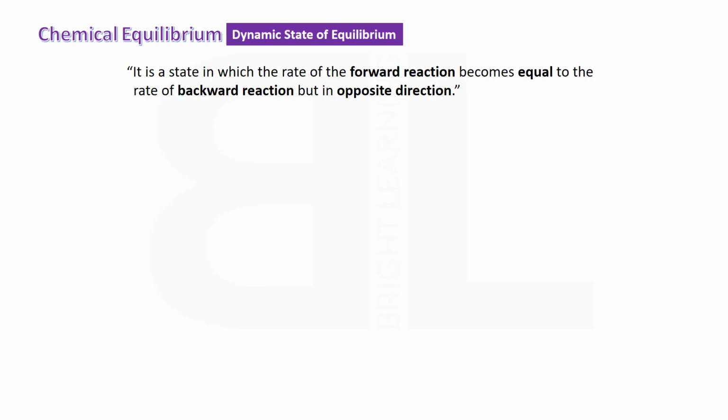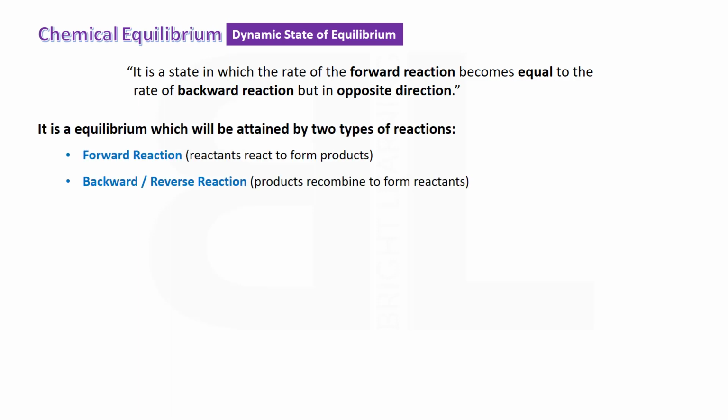Chemical equilibrium is also called the dynamic state of equilibrium. It is a state in which the rate of the forward reaction becomes equal to the rate of the backward reaction, but in the opposite direction. This equilibrium is attained by two types of reaction: forward reaction and backward or reverse reaction.